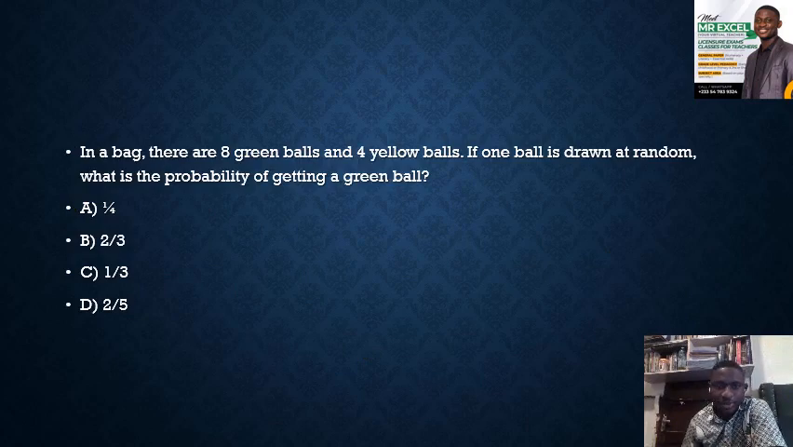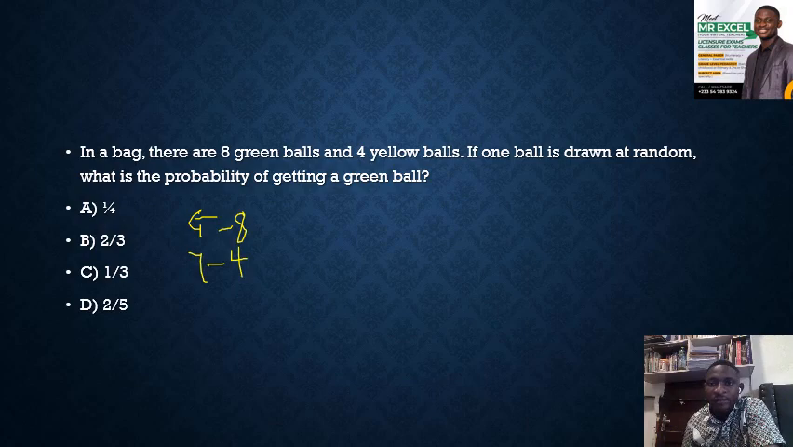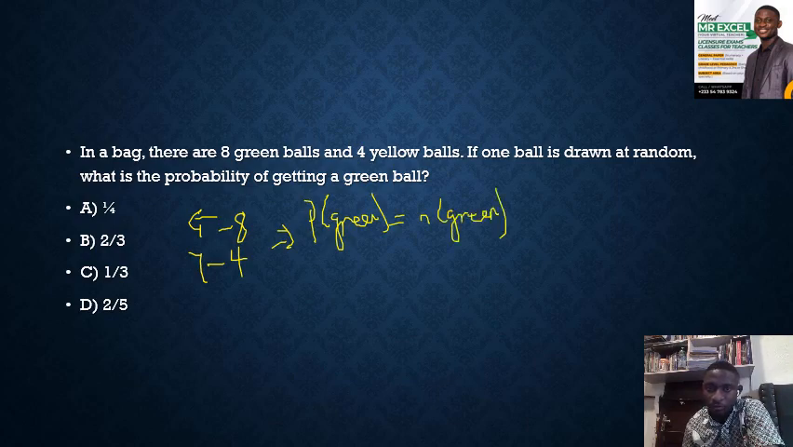Alright, so let's try the next question. In a bag, there are 8 green balls. So for green, we have 8. And 4 yellow balls. Yellow, we have 4. If one ball is drawn at random, what is the probability of getting a green ball? So that's a very simple question. So probability of getting a green ball, P of green, is equal to the number of greens over the total. Now, how many green balls do we have? 8. How many total? What is the total number of balls we have? We have 12.